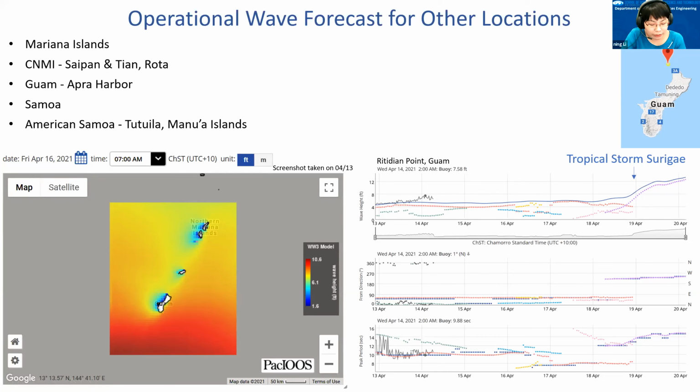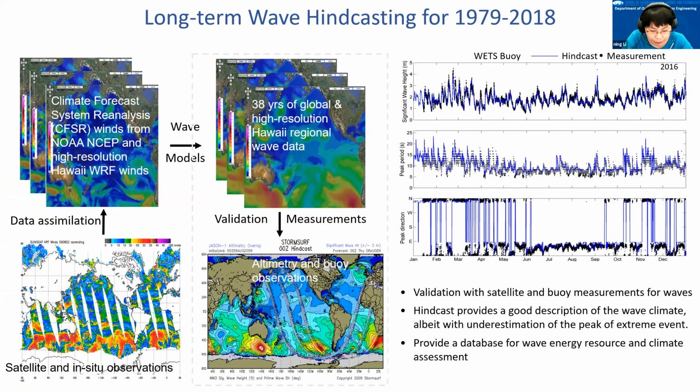So this is just another example of how the forecast can provide useful information for hazard warning or for daily use. And earlier we talked about people needing a longer period of wave information for climate study, for resource characterization, for infrastructure design. So we implemented the forecast system for long-term wave hindcasting.